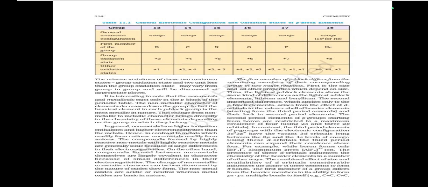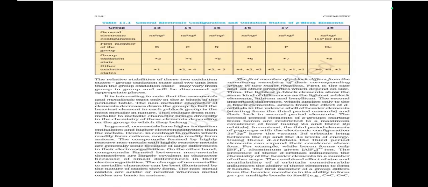For example, while boron forms only BF4 negative, aluminium gives AlF6 3 negative ion. The presence of these d orbitals influences the chemistry of the heavier elements in many other ways. The combined effect of size and availability of d orbitals considerably influences the ability of these elements to form pi bonds.